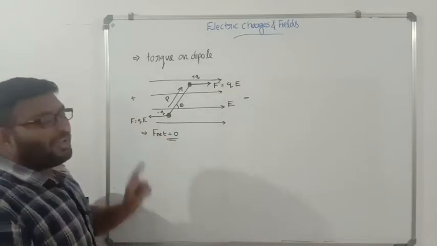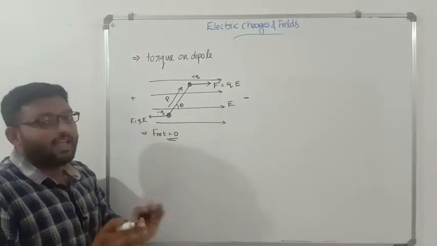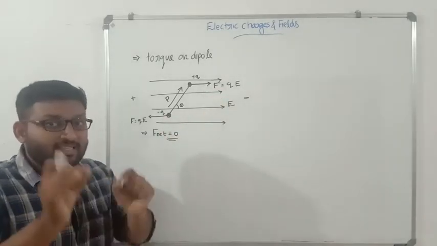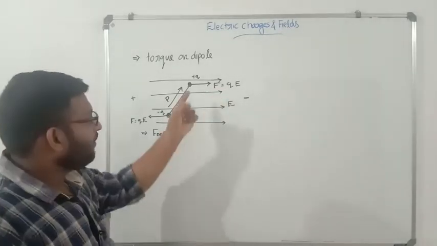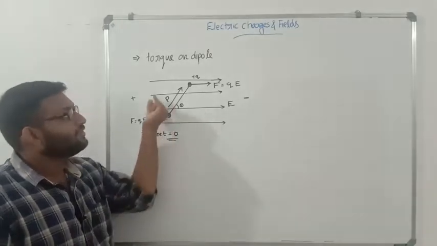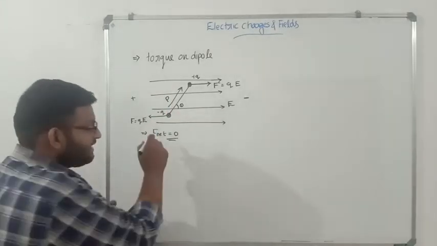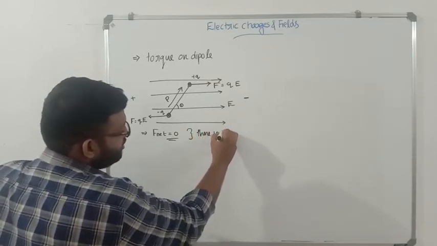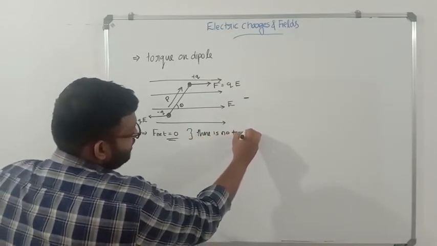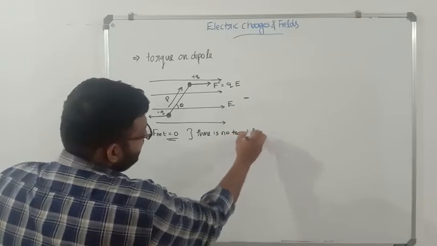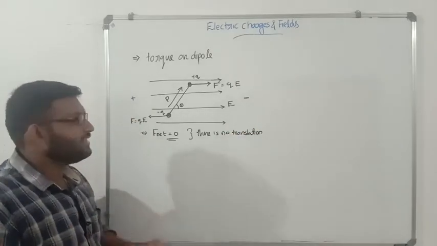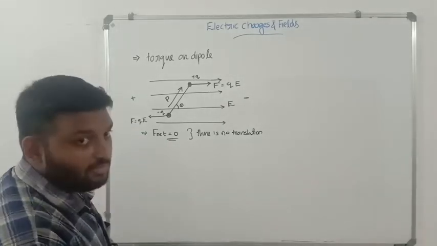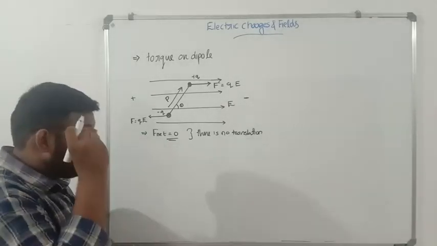So when you look at the figure, you can see that there are two forces acting equal in magnitude but opposite in direction. Since their direction is opposite, they will cancel each other, then the net force on the dipole is 0. Since the force is 0, there is no translation. Translation means a linear motion or a curvilinear motion, whatever it is, there is no translation.